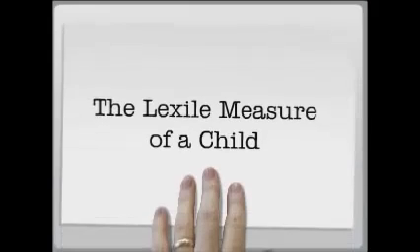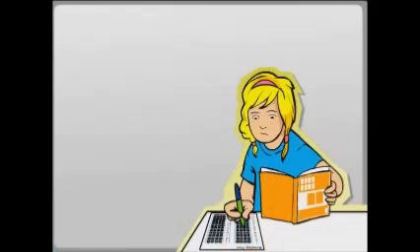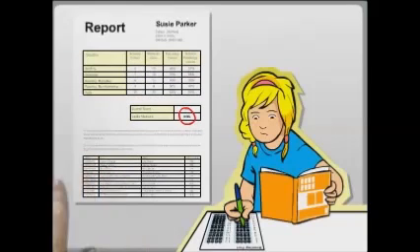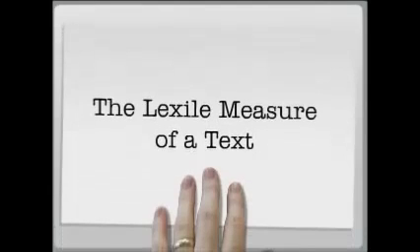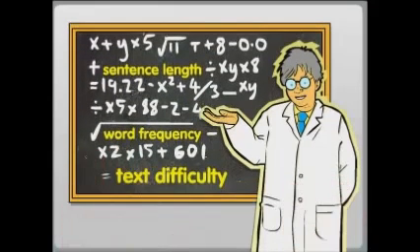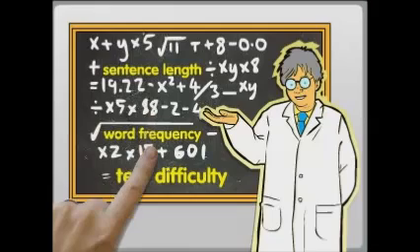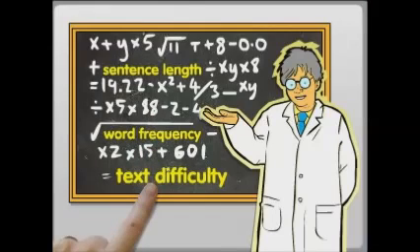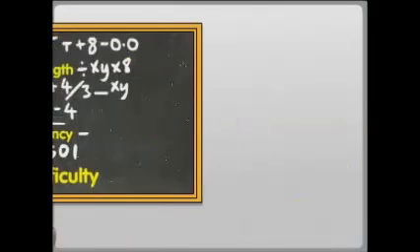Here's how the process works. Susie takes one of the many reading tests that is linked with the Lexile framework. When she receives her student report, her reading score also is reported as a Lexile measure. As for the difficulty of a text, this is calculated using a proprietary Lexile equation. The equation uses sentence length and word frequency to determine the Lexile measure of the text, whether it be a book, a magazine article, or a single passage.